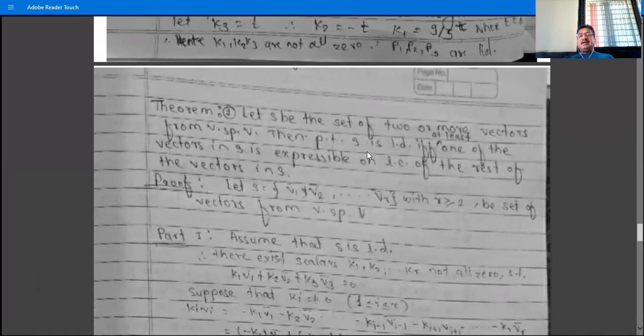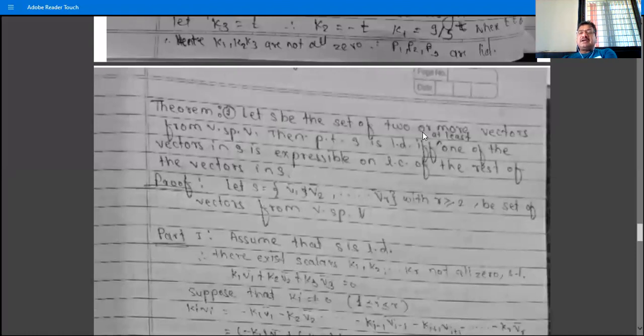L dot ind dot means linearly independent. So these are the short forms used for linear combination, linearly dependent, linearly independent, and V dot sp dot means vector space. So what is the theorem?